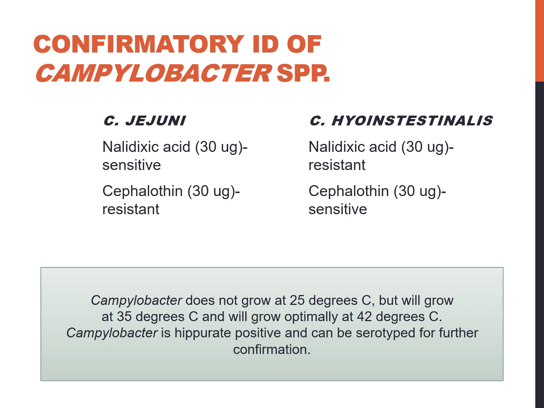Now keep in mind, Campylobacter does not grow at 25, so we're not going to confuse that with Yersinia enterocolitica, but it does actually grow best at 42 degrees, and it grows best in a microaerophilic environment. Campylobacter, like strep B, is hippurate positive and can be further serotyped like any other stool pathogen.